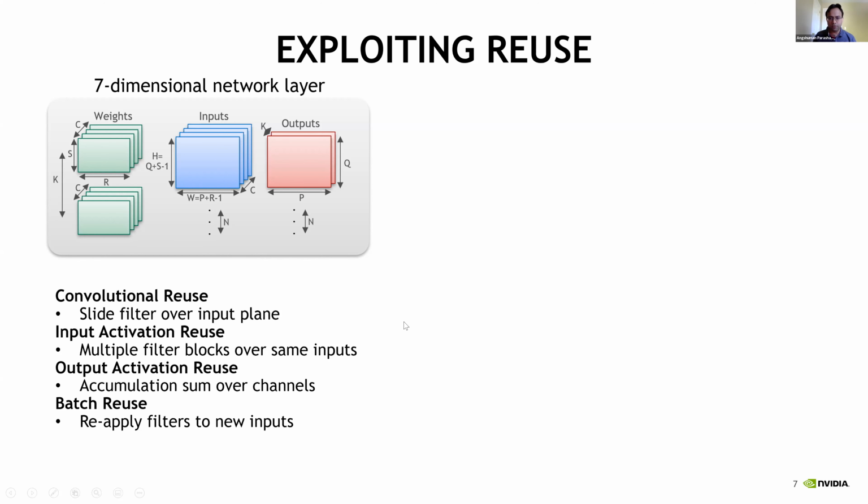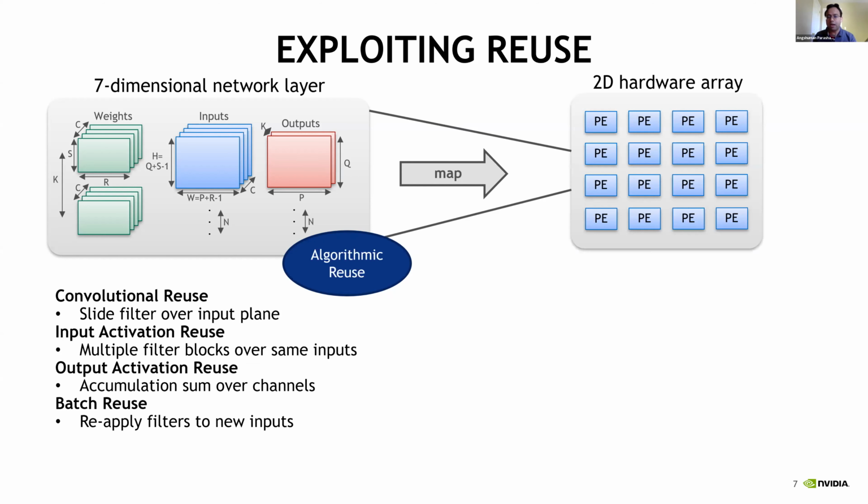So there's all of these forms of reuse, which we call algorithmic reuse. We need to map all of these forms of algorithmic reuse onto a hardware array. And a hardware array is typically, I've just shown a cartoon here, a 2D array of some form of processing element.